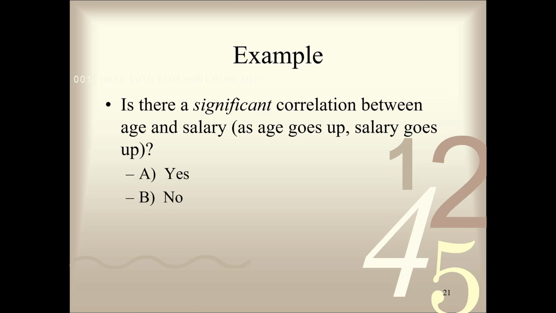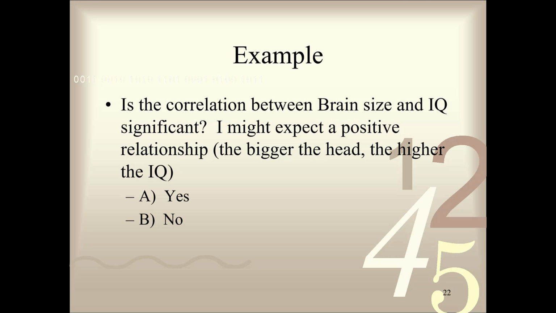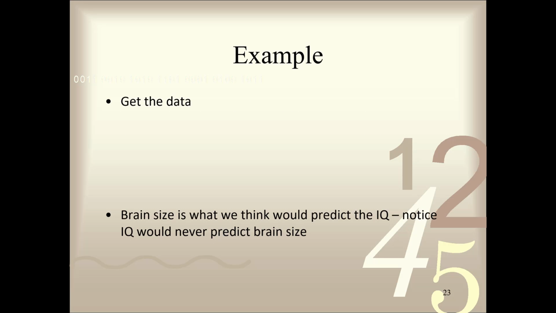Okay, so is there a significant correlation between age and salary? We're expecting positive correlation. As age goes up, salary goes up. And yes, we saw that the 0.8 was highlighted, so there is a significant correlation. So let's look at another example, a similar question. Is the correlation between brain size and IQ significant? I might expect a positive relationship. You know, oftentimes people say when they see a baby with a large head, oh, they're just going to be very smart, kind of like my son. So let's look at some data and see. We can run the correlation analysis and see if it's a highlighted correlation, see if it's significant.